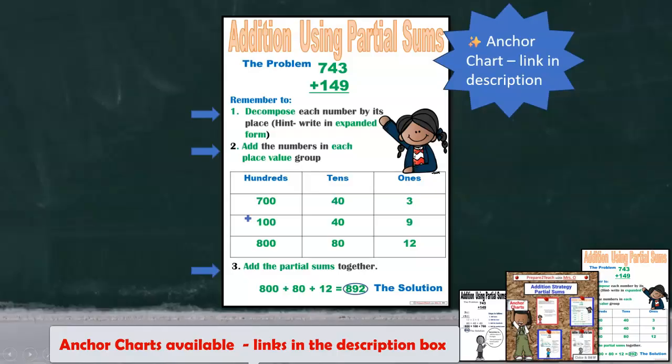Let's practice addition with regrouping using the partial sum strategy, or what some may call the expanded form strategy. We will be adding 3 and 4-digit numbers just using 3 simple steps. Let's jump right into it.